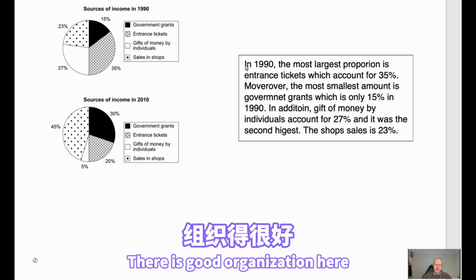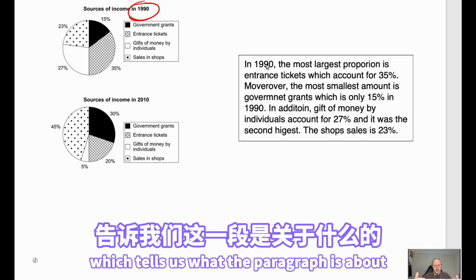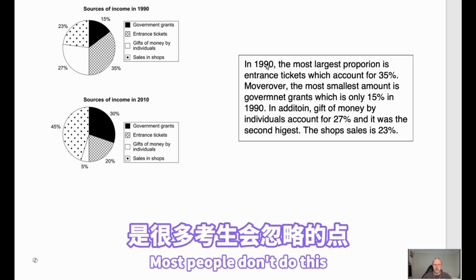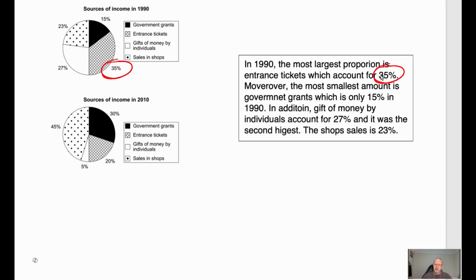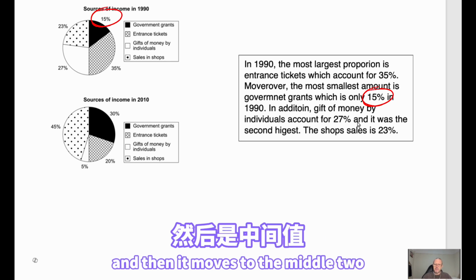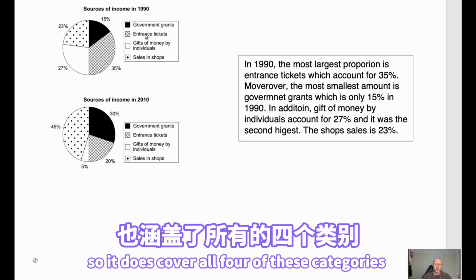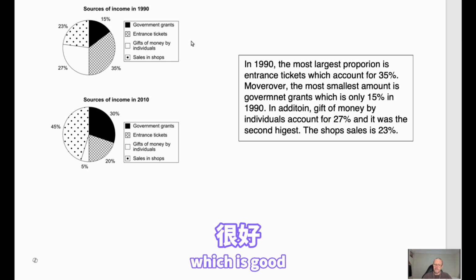There is good organization here. It starts with "in 1990," which tells us what the paragraph is about. Most people don't do this. It does start with the largest figure, then it moves to the smallest, and then it moves to the middle two. So it does cover all 4 of these categories, which is good.